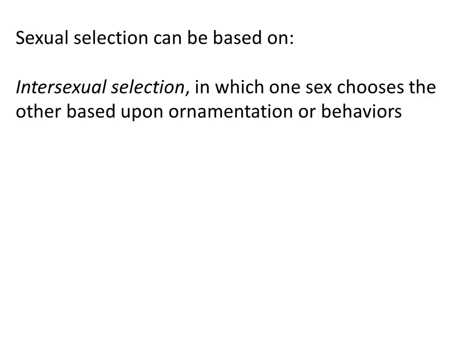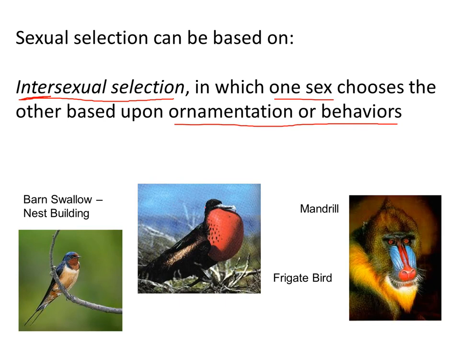It could be based on intersexual selection. So we're talking about the two different sexes, the females selecting for the males or the males selecting for the females, in which one sex chooses the other based upon some type of behavior or ornamental way that they look. So for example, this happens a lot with birds. A lot of male birds are very colorful because the females are going to be selecting males that can display a particular trait.